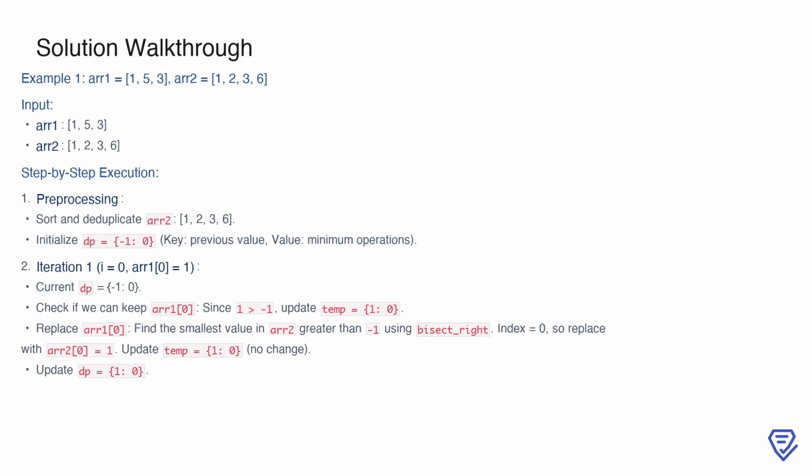Next, we consider replacing ARR1[0]. Using binary search with bisect_right, we find the smallest value in ARR2 greater than -1, which is ARR2[0], or 1. Replacing doesn't change the temporary map, so temp remains {1: 0}. Finally, we update DP to {1: 0}.